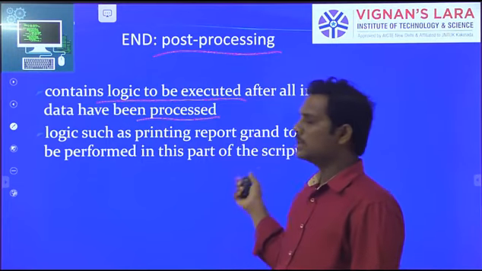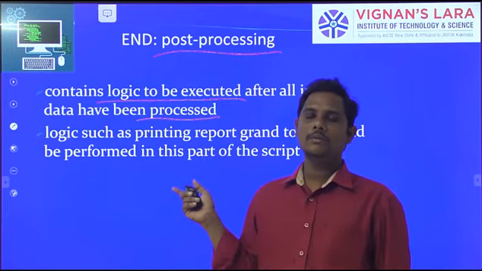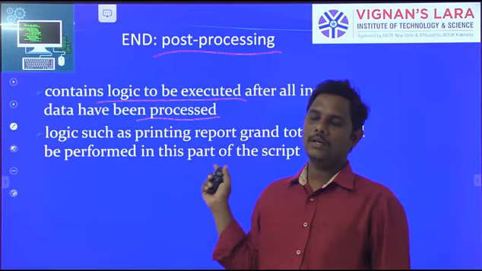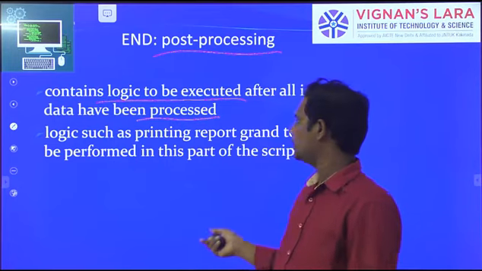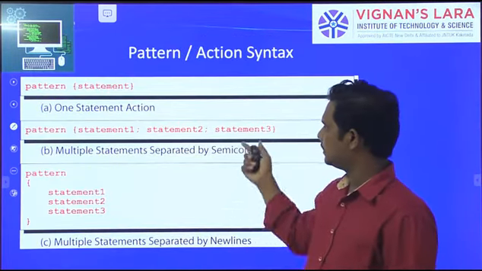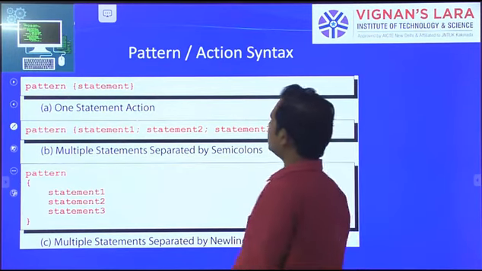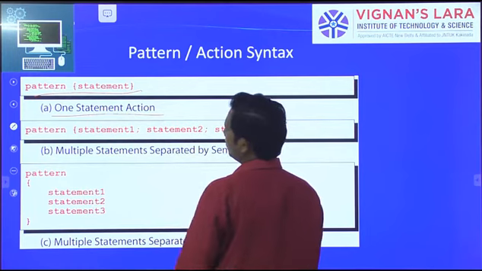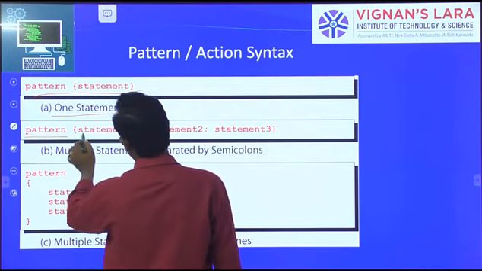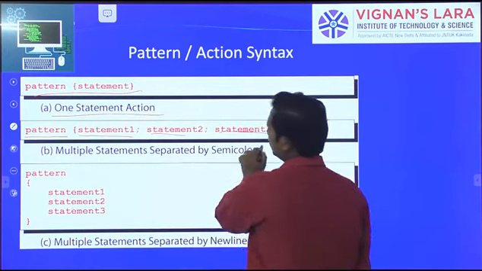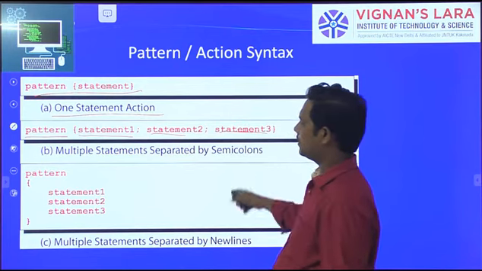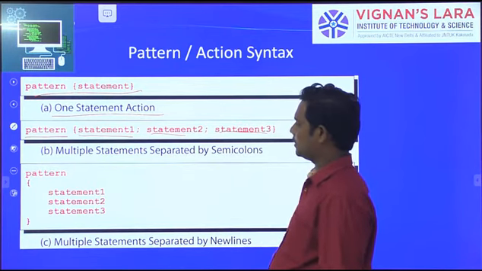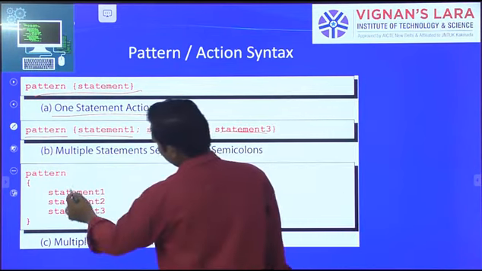Okay, so these three are the main parts of each AWK scripting program. You can see how we are writing it. Pattern statement 1, here the statement actions will be written. The pattern statement contains the number of statements we are writing. This is the body statement. This is the body statement. So this is the ending statement.